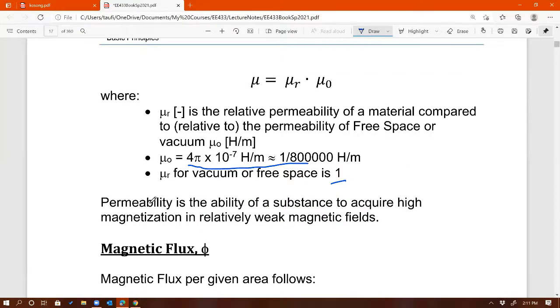More on permeability: mu r is the ability of a substance to acquire high magnetization in a relatively weak magnetic field. The higher the permeability, the easier it is for us to establish magnetic flux inside that material. So a material that has high permeability is going to be a good material for us to use for inductors or transformers. The physical implication is that it only requires a small amount of current to create a strong magnetic field, or in this case, strong flux, if permeability is high.